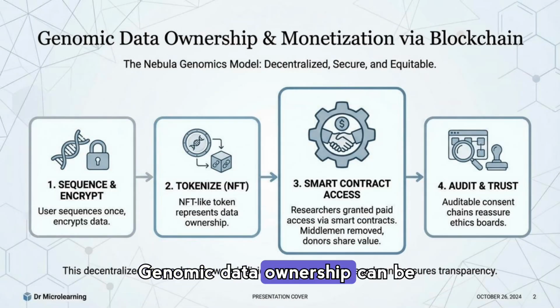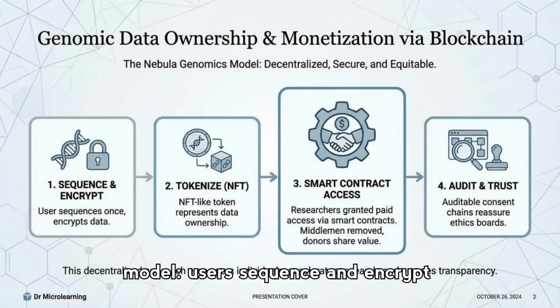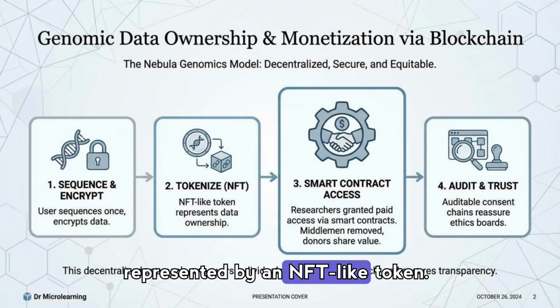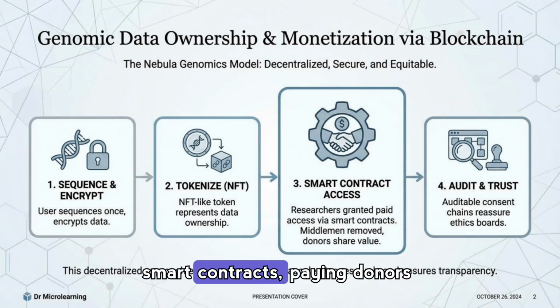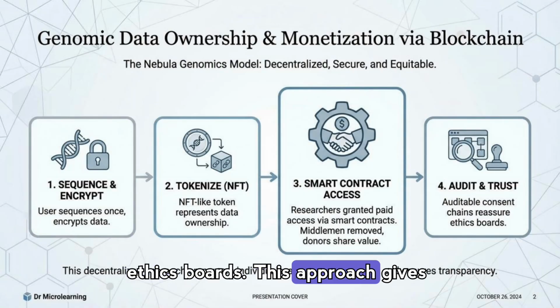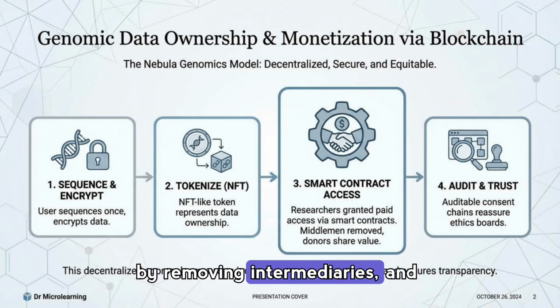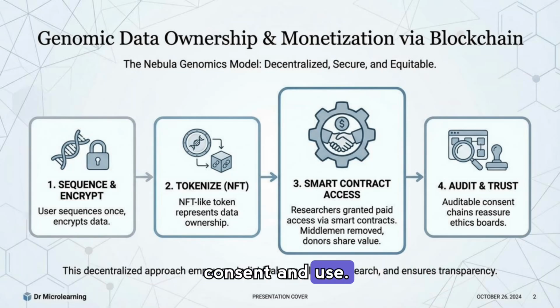Genomic data ownership can be reimagined with a decentralized model. Users sequence and encrypt their genomes, then tokenize the encrypted data, so ownership is represented by an NFT-like token. Researchers request access via smart contracts, paying donors directly, while audit trails reassure ethics boards. This approach gives individuals control, speeds research by removing intermediaries, and keeps a transparent record of consent and use.